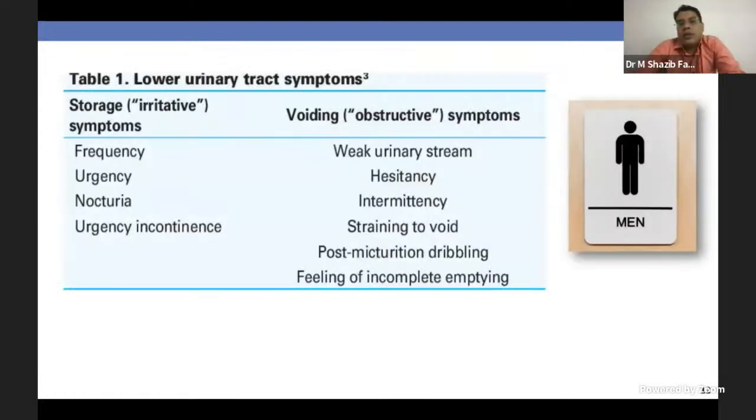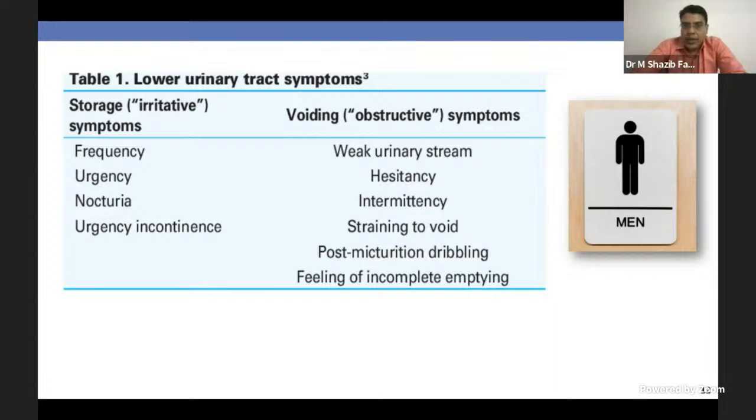So now, what are the lower urinary tract symptoms which a patient will experience? It is divided into two: storage or irritative symptoms. A patient can have increased frequency of micturition, or frequency of urination. A patient can have urgency, he has to run to pass urine. A patient can have nocturia. As per the International Continence Society, if a person wakes up after sleep to pass urine for a single episode, it's regarded as nocturia. Then another is urgency incontinence. The patient can have severe urgency with the passage of urine.